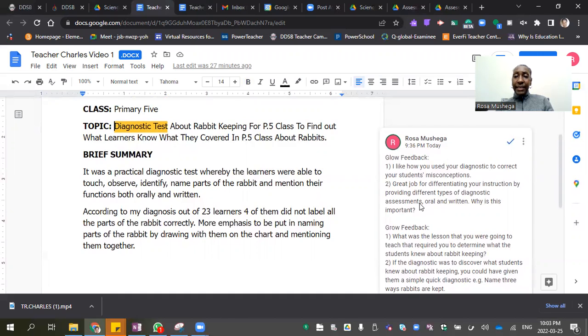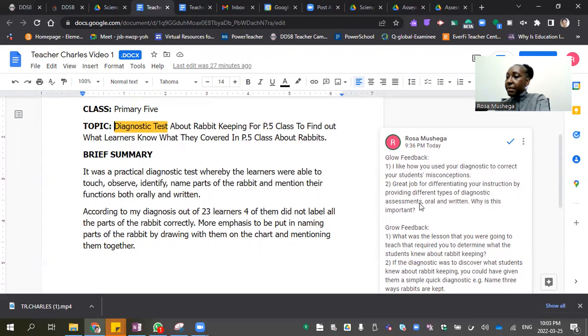So I added a question in my feedback to him. Why is this important? Because there might be students who are good at expressing themselves verbally, but they're not good at expressing themselves in writing. So he would still be able to tell from all students, either verbally or in writing, what they know about keeping rabbits. So in his case, whether they can label a rabbit or tell him what the parts of a rabbit are.